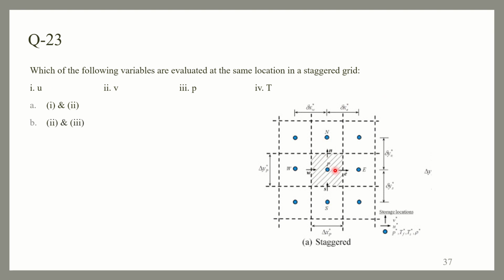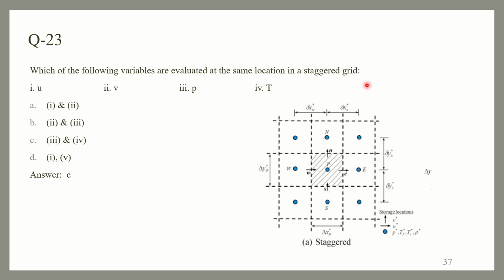So 1 and 2 is false, 2 and 3 is again false, 3 and 4 is the right answer. Option D, 1 and 4, is false. The answer is option C, that is 3 and 4. Scalars are calculated at the center of the cell. Therefore, they are calculated at exactly the same location in the staggered grid arrangement.